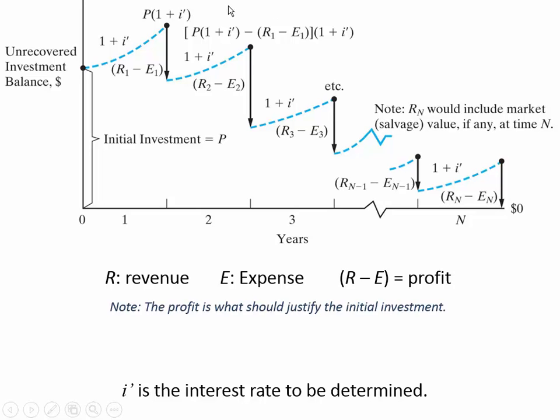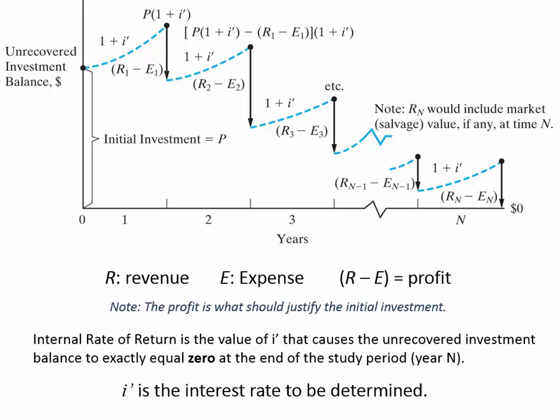So you'll notice here they're calling this I prime. I prime is an interest rate that we want to find out. We want to find out what interest rate it takes so that our cash flow diagram is in balance, so that at the end of the useful life of the item, all of the inflows and the outflows are equal. So we're solving for an interest rate in this. The internal rate of return, this is a phrase that we'll come back to in the next class as well.